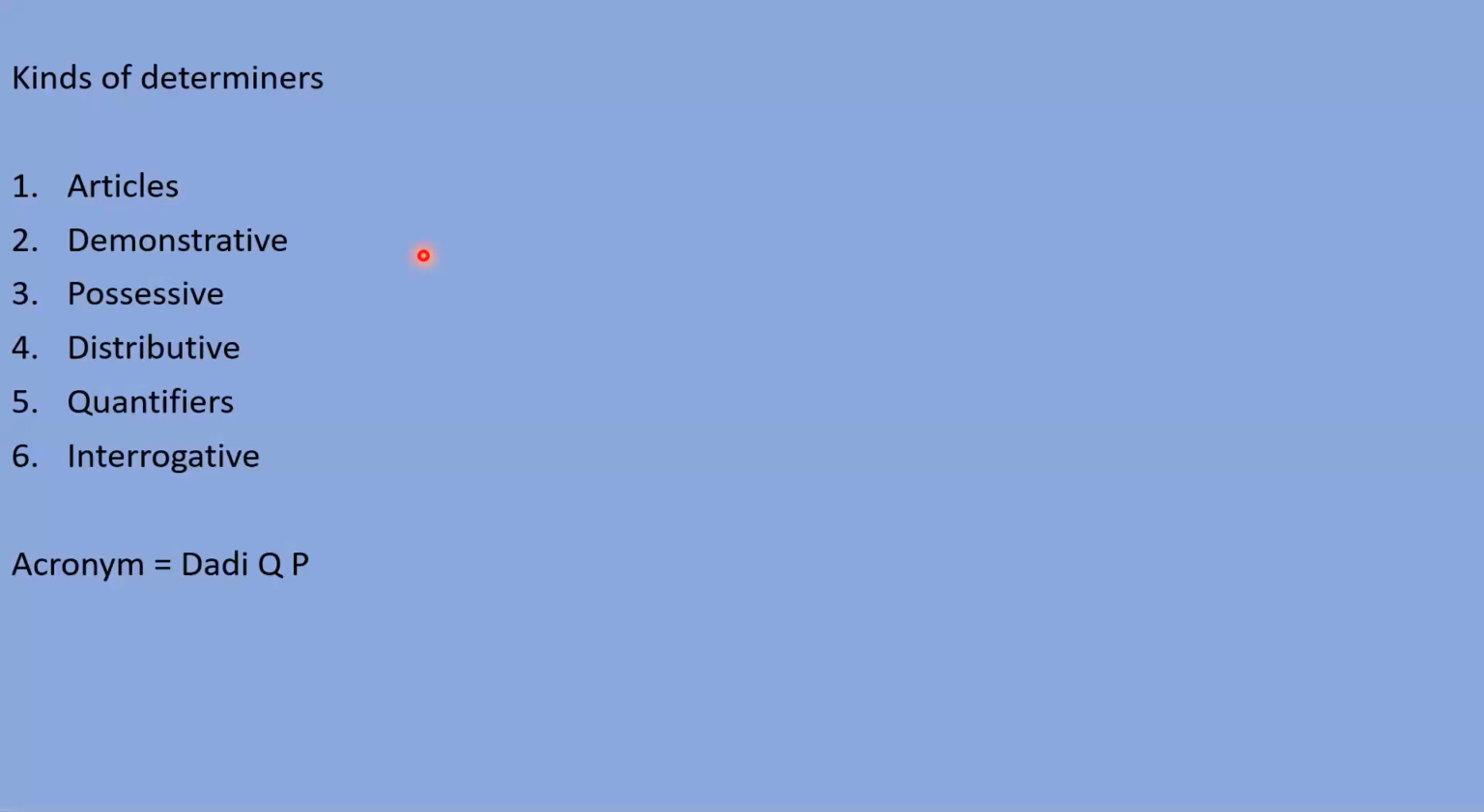This is DADIQP, that is an acronym to learn the types of determiners. If we use this type of acronyms in our learning, very easily we can learn the types of anything. D for demonstrative, A for article, second D for distributive, then I for interrogative, Q for quantifiers, and P for possessive, right? By this way we can learn.